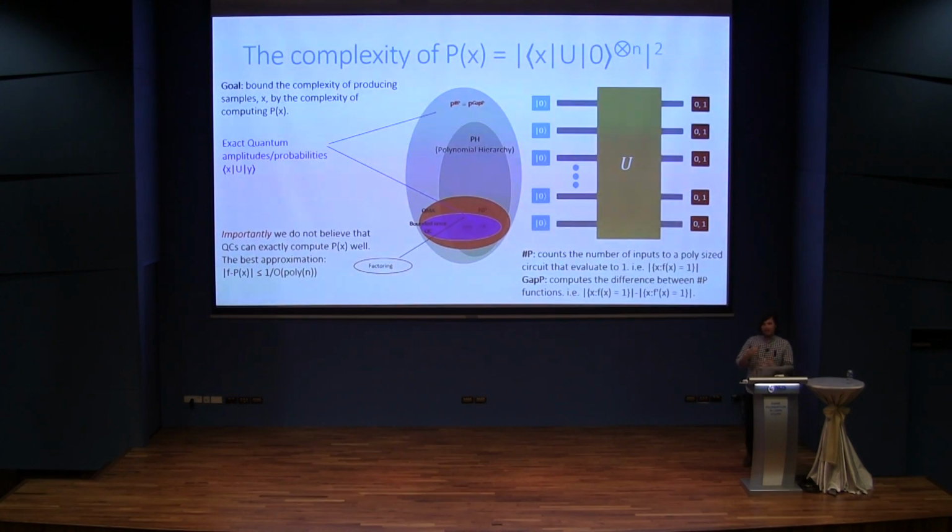Now, that's in general. You can actually produce better approximations if you know more information about the thing. If the only information you know is the circuit, that's what you get.